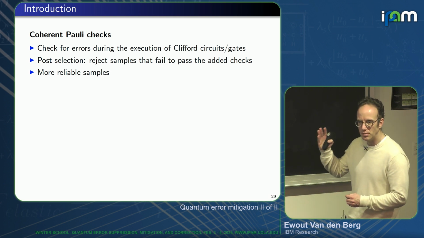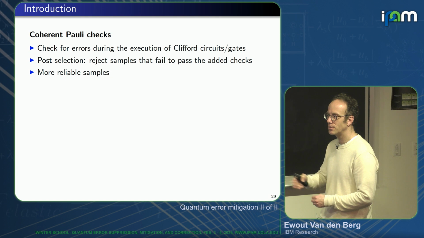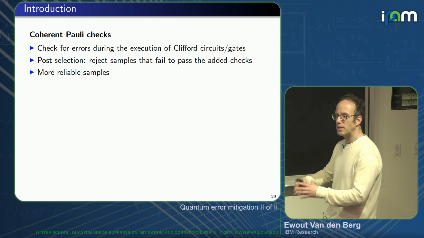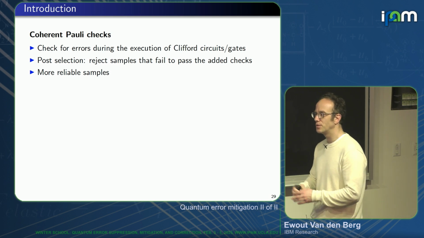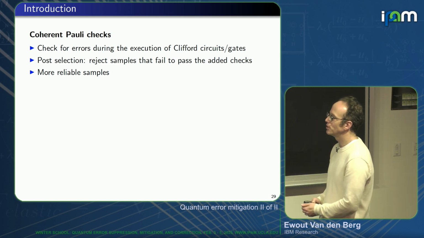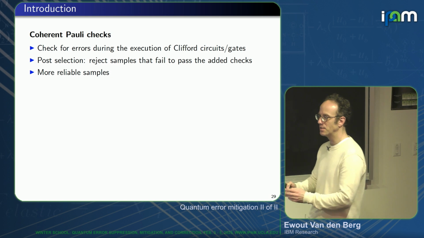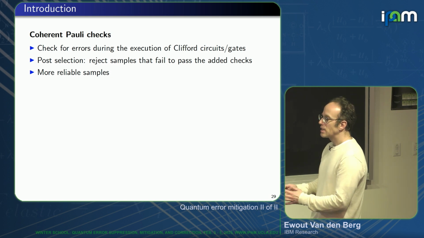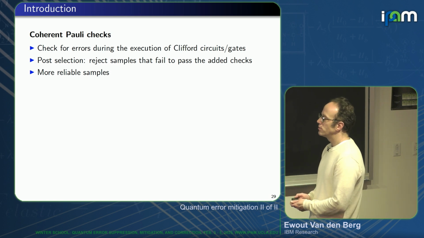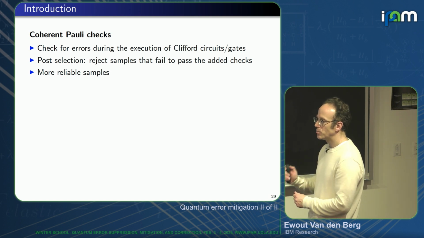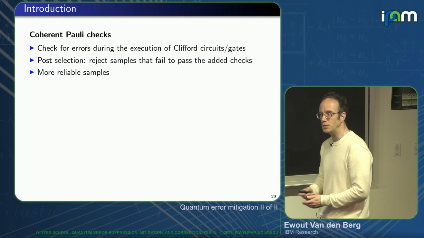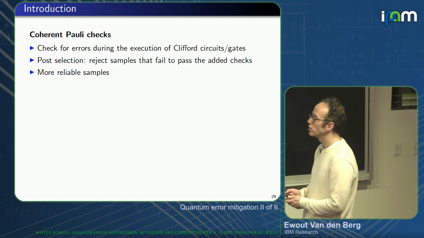So given these checks, you can do post-selection. So you check the outcome. If you say this is not correct, you just throw it out. And just get a better distribution of the sample. So it's one step closer to error correction, but it's just detection. So this way you just get a more reliable distribution of your samples. So this is per sample. It's better. It's not necessarily used for observable values.